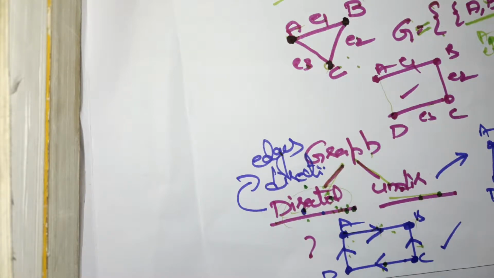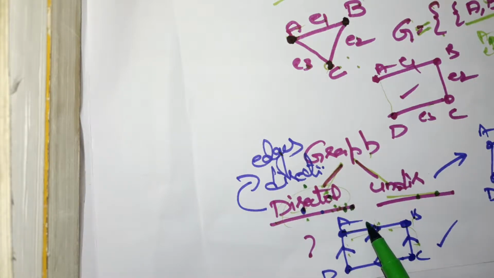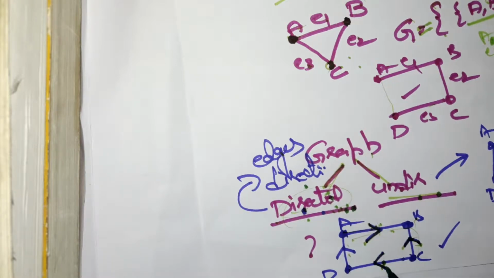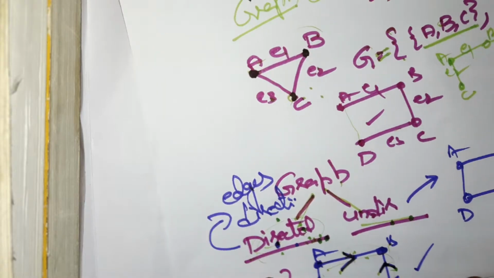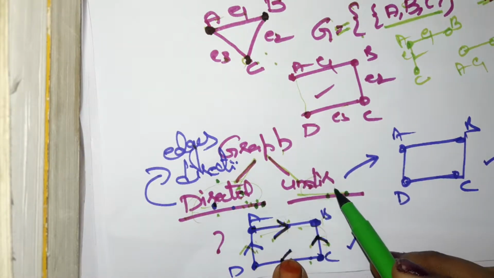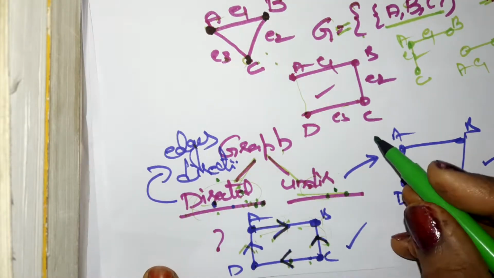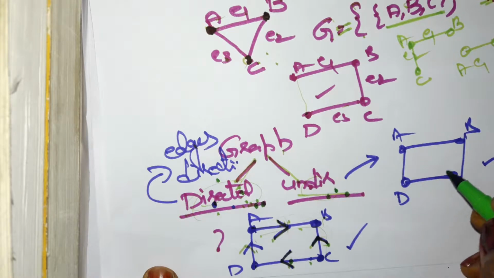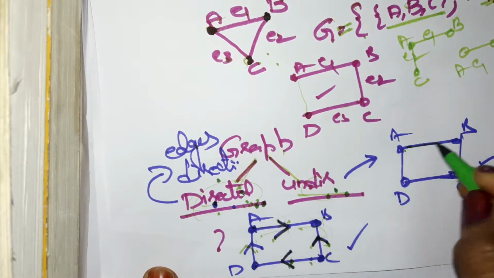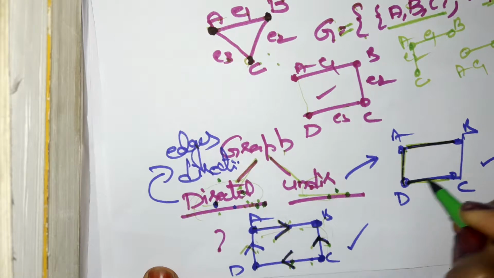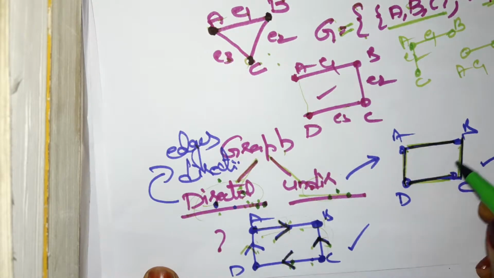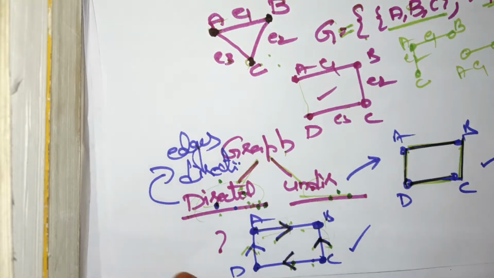For example, in this example, the edges are having direction, so this is a directed graph. You can take any example. Next one, undirected graph. An undirected graph is nothing but a graph whose edges don't have any direction. If you observe here, the edges are not having any direction, so this is an undirected graph. This is one example of an undirected graph.